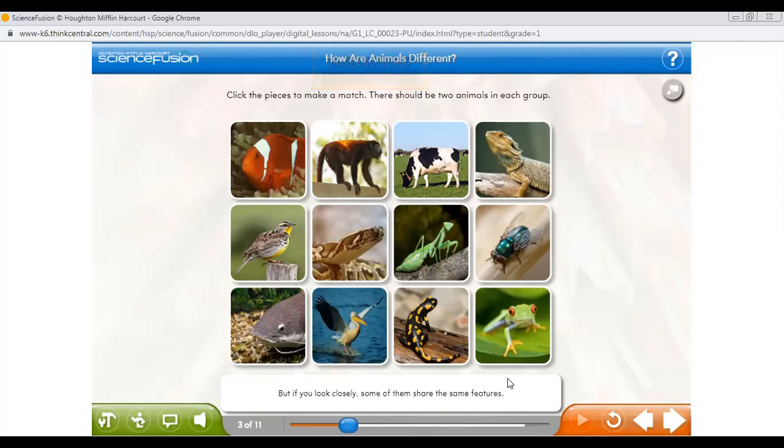The amphibians, they have wet body, they lay egg, so they are the same. And then the reptiles, they have the dry skin, they crawl, and also they have scale body. And the insects, they are the same because they have three body parts and six legs. So these are the group of animals. They look different, but they are the same in some similar ways.